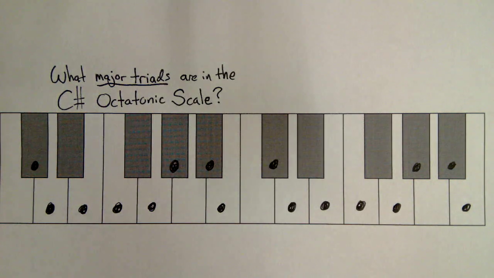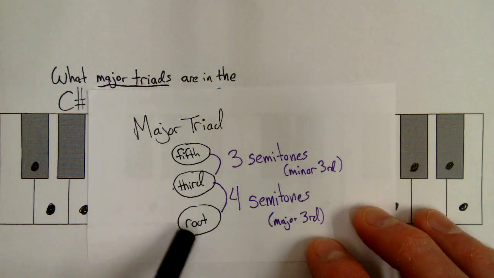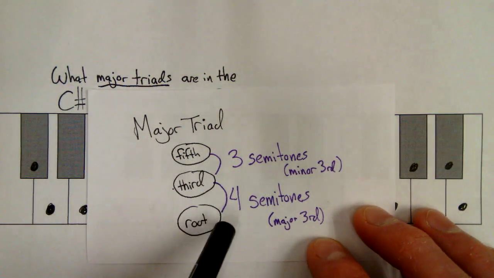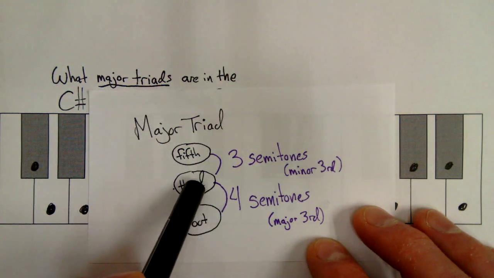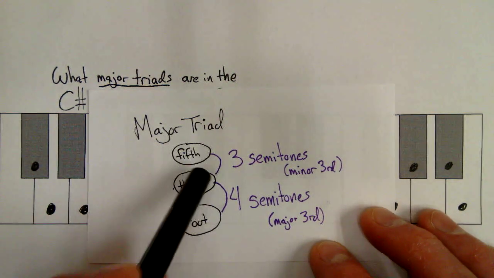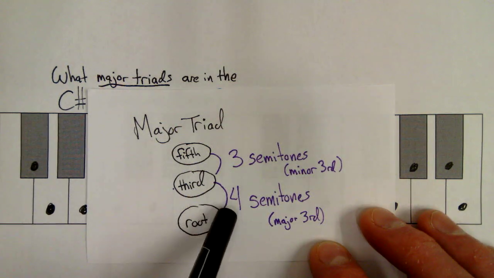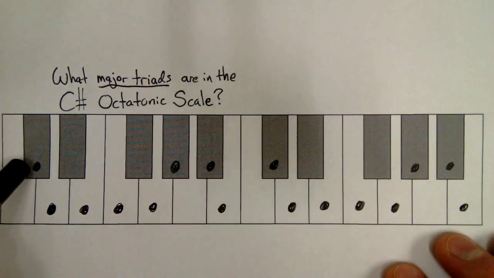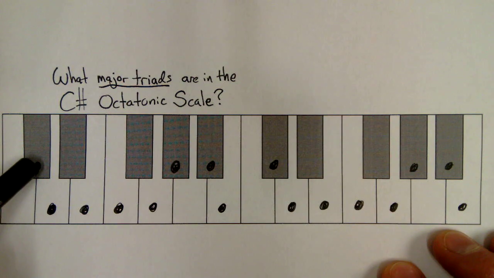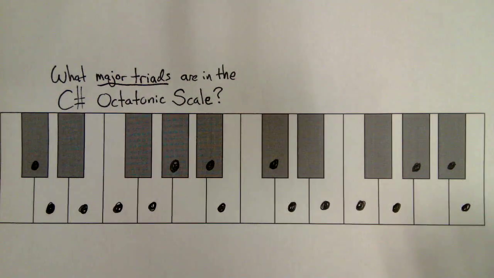The first thing to do is remember the intervals in a major triad. So a major triad has a root, a third, and a fifth. There's a major third, or 4 semitones, from the root to the third, and then a minor third, or 3 semitones, from the third to the fifth. So the easy way to remember a major triad is 4, 3. So what we're going to do is take a note in this octatonic scale, and if we can go up 4 and then 3 and get notes that fit in that scale, we have a major triad that fits. Let's start with C sharp.